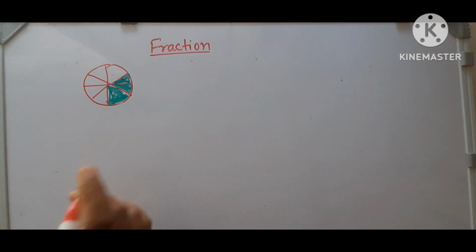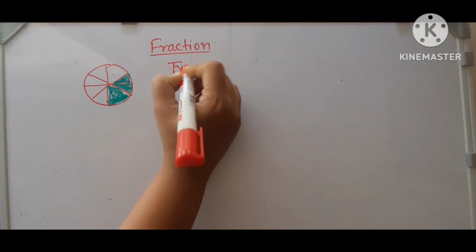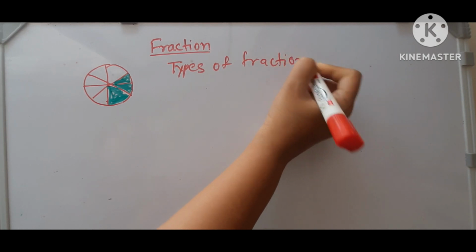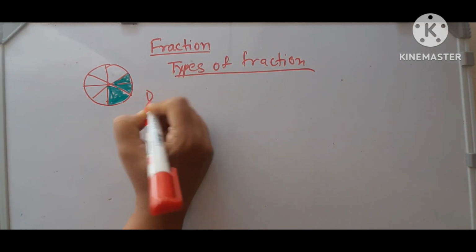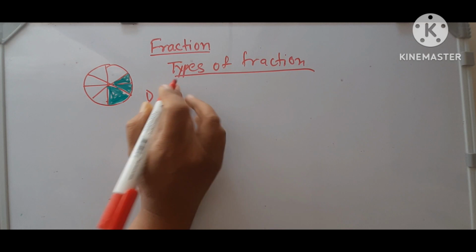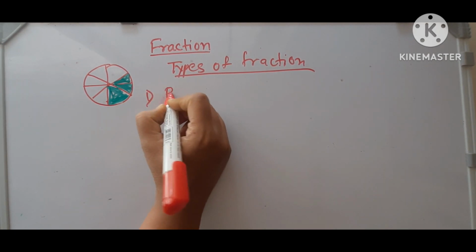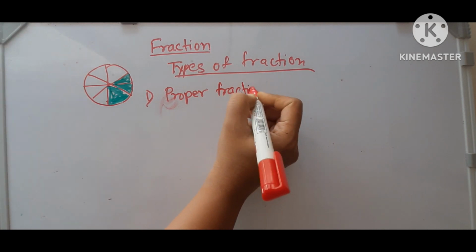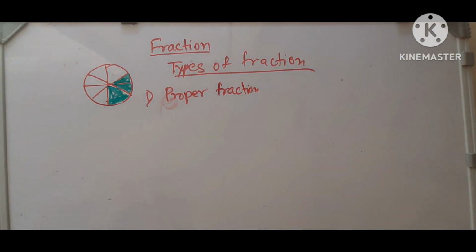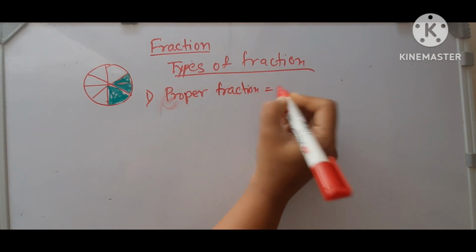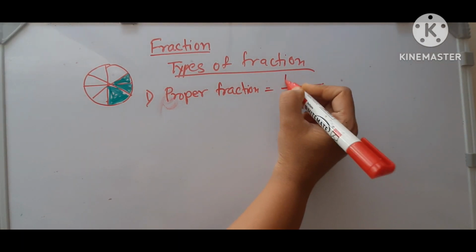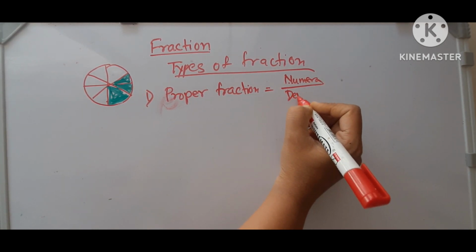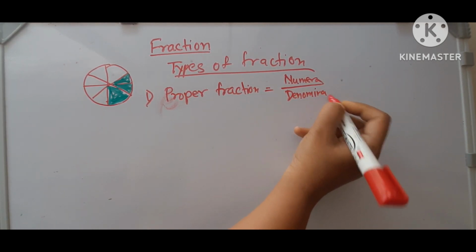Now we'll learn different types of fractions. Let's start with proper fraction. The first type is proper fraction. In a proper fraction, the numerator, the upper part, is always smaller than the denominator.